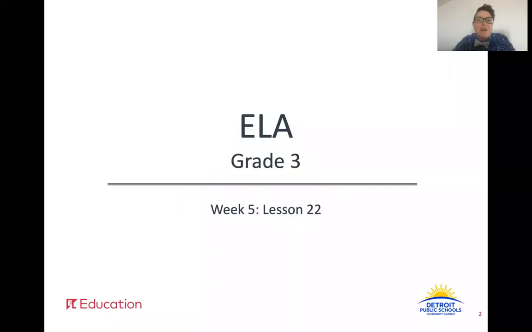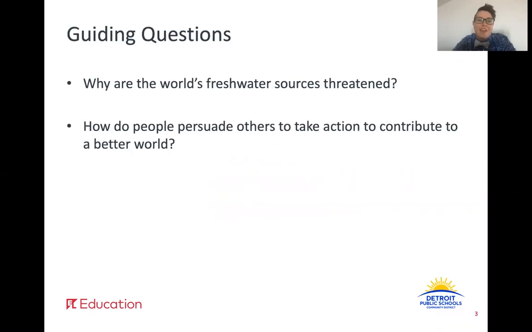So yesterday you found the main idea and supporting details of the article. Today you'll be finding the author's point of view. Let's look once again at our guiding questions. The first one, why are the world's freshwater sources threatened? And our second one, how do people persuade others to take action to contribute to a better world?